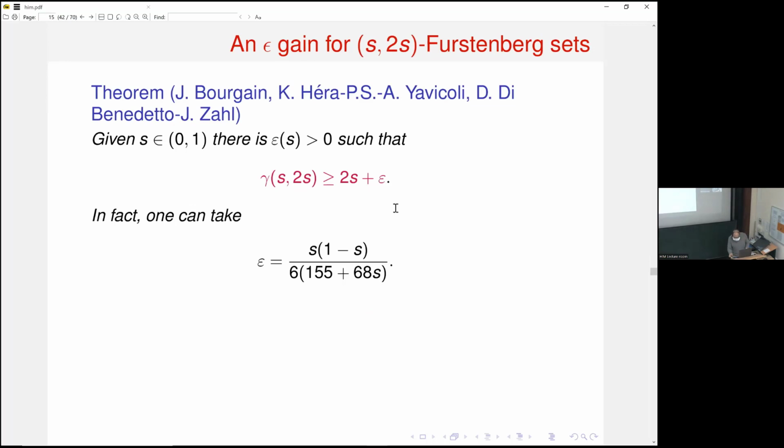Okay, so it turns out that (S,2S) Furstenberg sets are special.